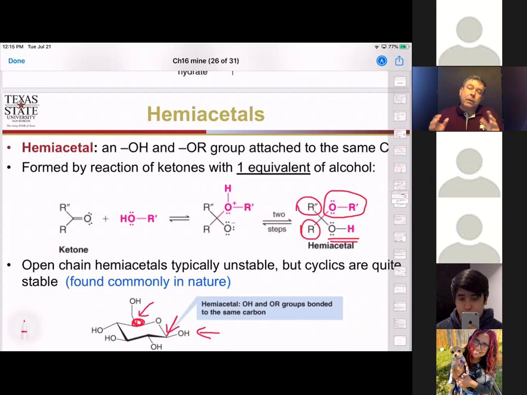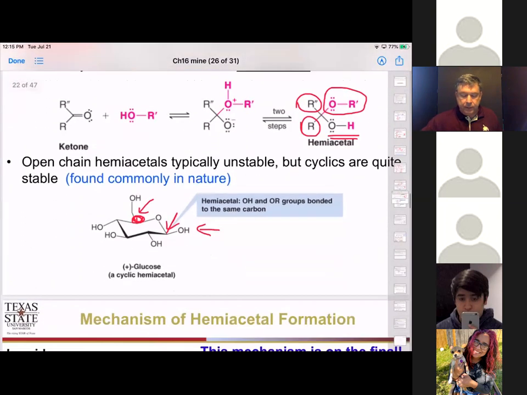So these aren't really too stable, so we don't typically use hemiacetals when we're looking at these chemical reactions. We actually move on to something a little more stable than a hemiacetal, and that's called an acetal, okay? And I'll show you that structure in a minute, okay?